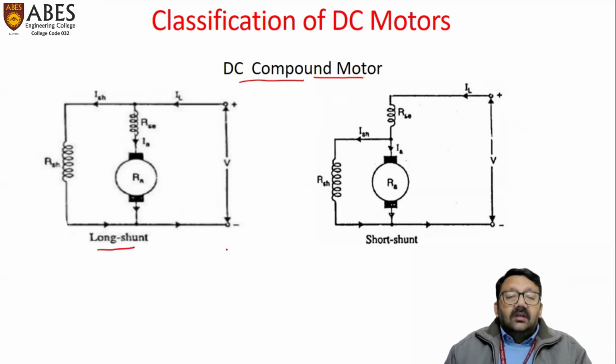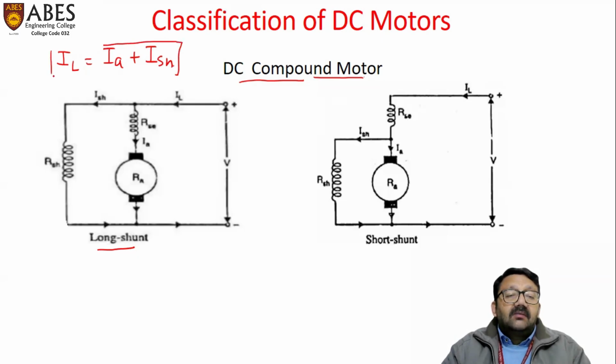One is long shunt compound motor, in which shunt field winding is long enough that it covers the armature as well as series field. And if the shunt field winding is connected only across the armature, then the motor becomes short shunt compound motor. In both the motors, first, the relation between line current, armature current, and field current is given by IL is the sum of armature current and shunt current ISH. So this relation is valid for both the types of compound motor.